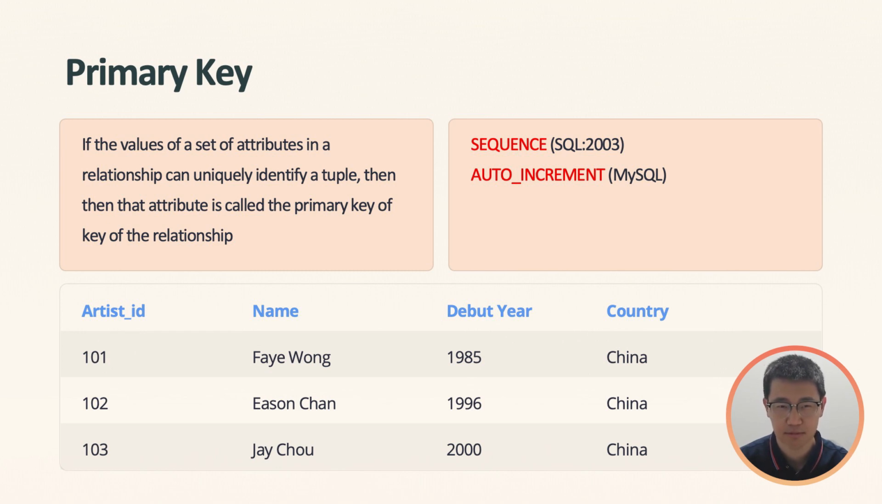In SQL 2003, for example, sequence is a keyword for primary key, and in MySQL, auto increment is used to automatically increment this identifier, which helps clearly distinguish individuals, like 101 for Fei Wang, 102 for Yisun Chen, and 103 for Jay Chou, turning these identifiers into unique primary keys.